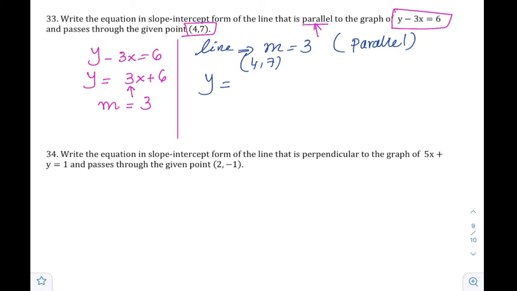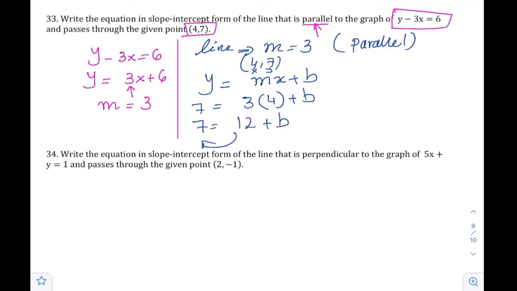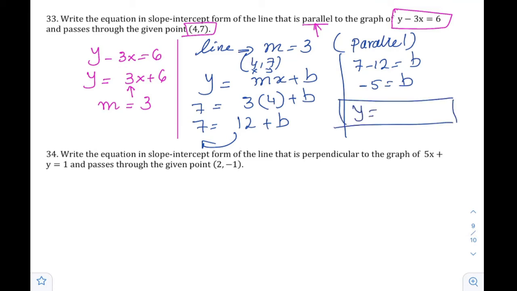So I will use the slope-intercept form, which is y equals mx plus b, using the new slope and the new point. So this is my y and this is my x. So 7 is equal to 3 times 4 plus b to find the new b. So b is -5. That means the equation will be y equals 3x, my new slope is 3, the same as the previous slope, and the new b is -5, so I would write it as y equals 3x minus 5.